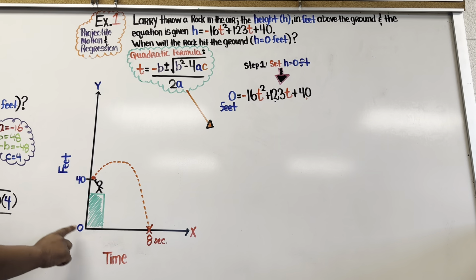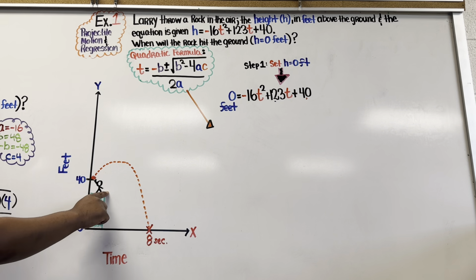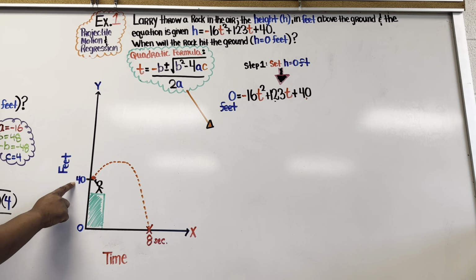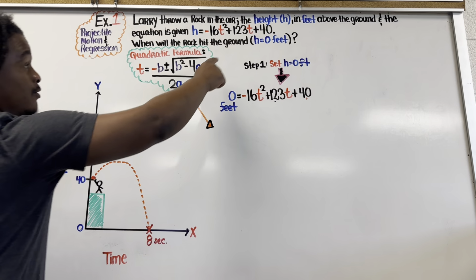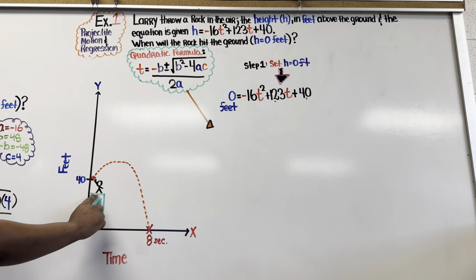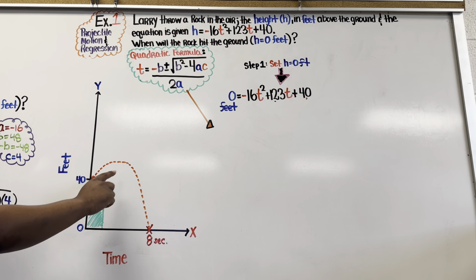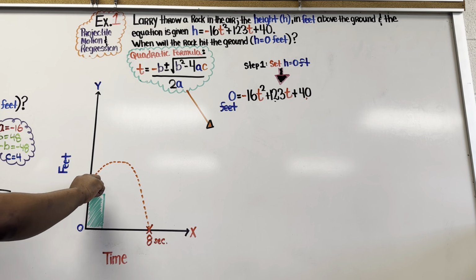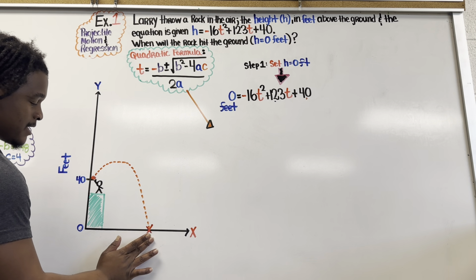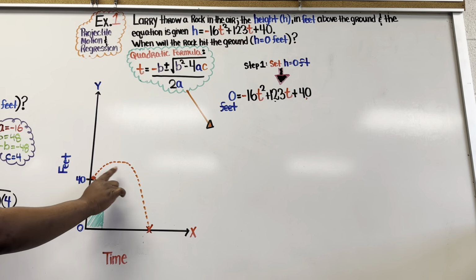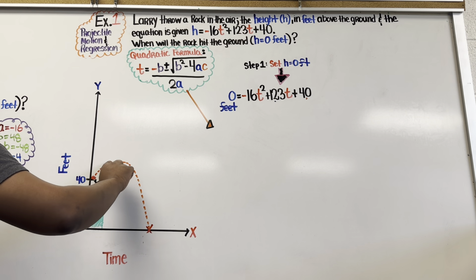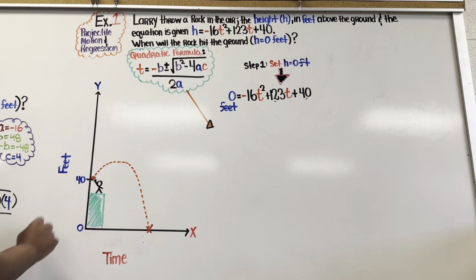As you can see in this illustration, this is Larry. The rock that he has in his hand is 40 feet above the ground, because that is the y-intercept, which is plus 40. So apparently he's standing on a platform as he throws the rock, and the rock is 40 feet above the ground. Once again, we're going to figure out how many seconds it will take for this rock to be thrown and to follow this projectile motion all the way to the ground.